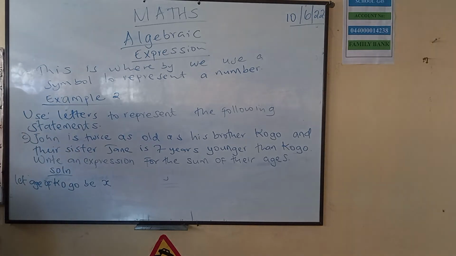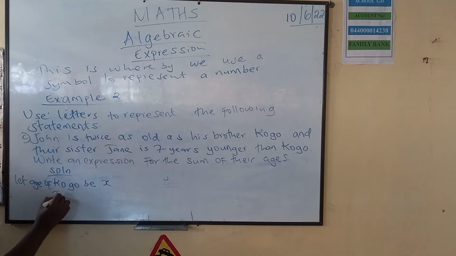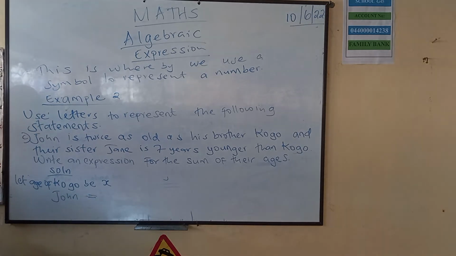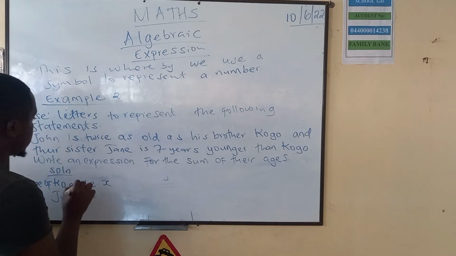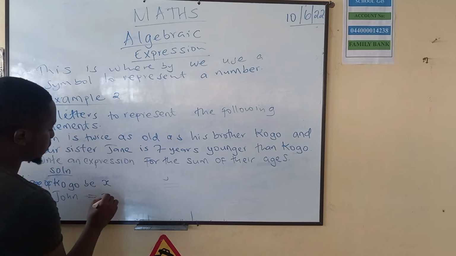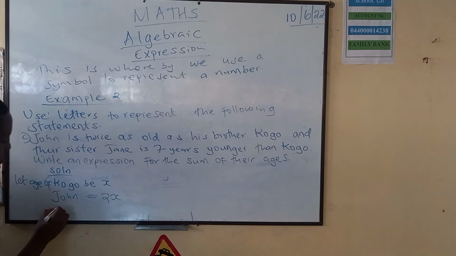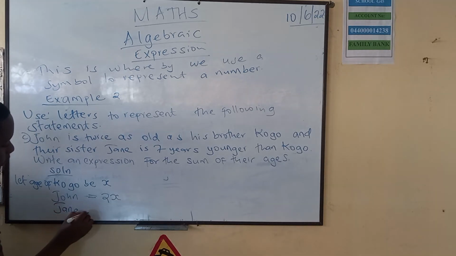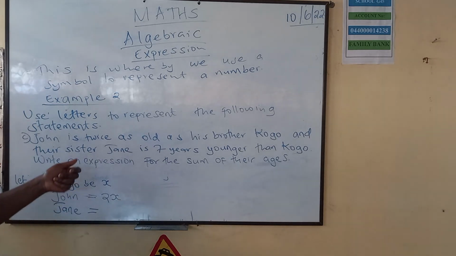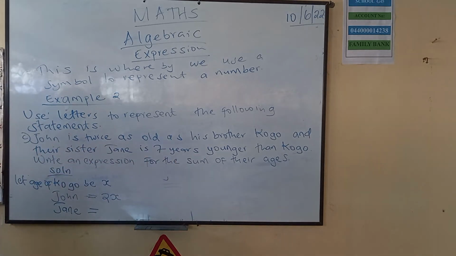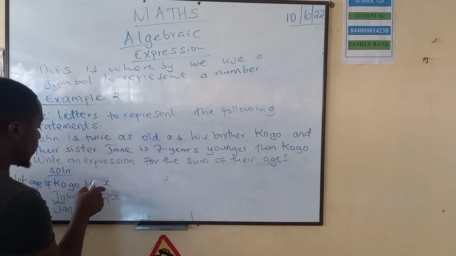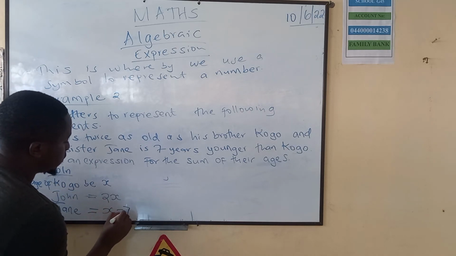So if the age of Kogo is x, what will be the age of John? John is twice as old as his brother Kogo. So the age of John will be 2 times x, so it will be 2x. What about the age of Jane? Since Jane is 7 years younger than Kogo, and the age of Kogo is x, it will be x minus 7.